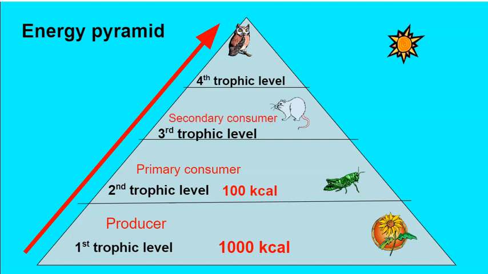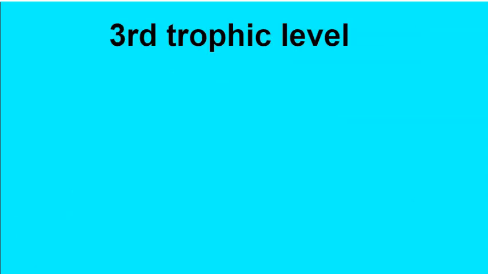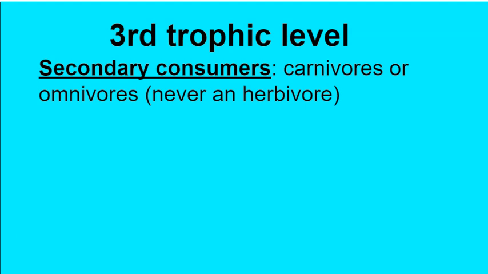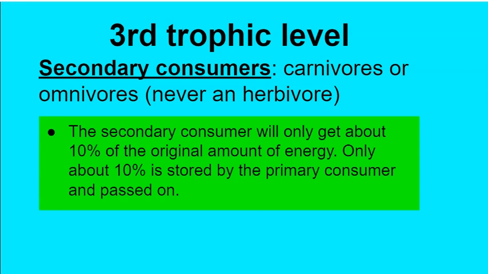Now we're at the third trophic level. That's the secondary consumer, right? The mouse. That third trophic level is where you have your secondary consumers, carnivores or omnivores, never going to be a herbivore. Now you've gone past that level, right? Now we're talking about an animal that's eating another animal. So not an herbivore.